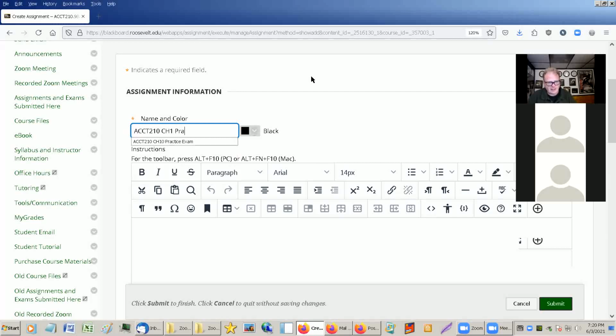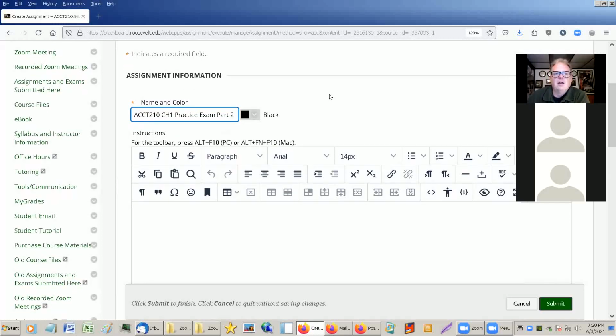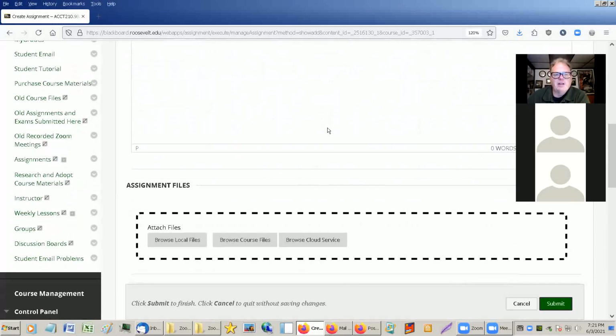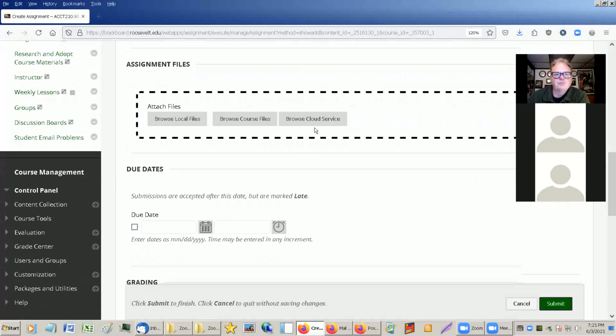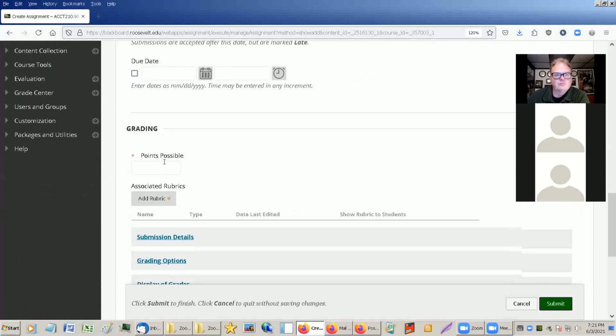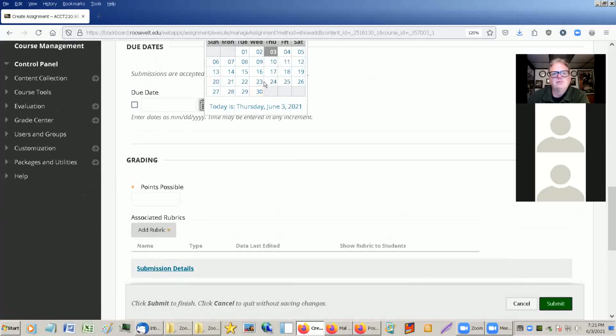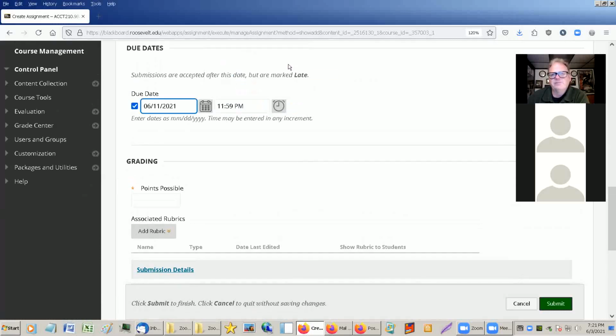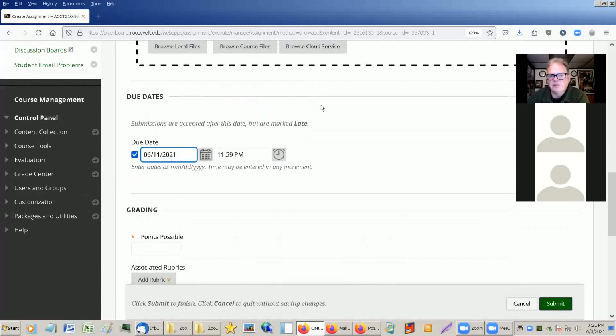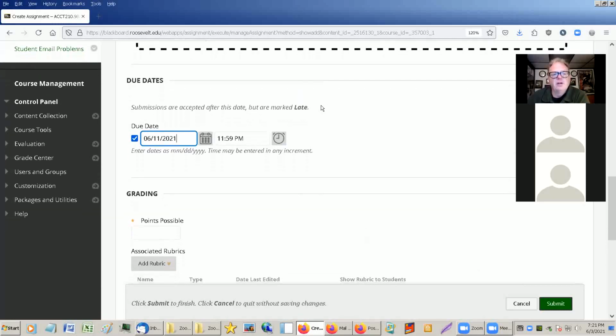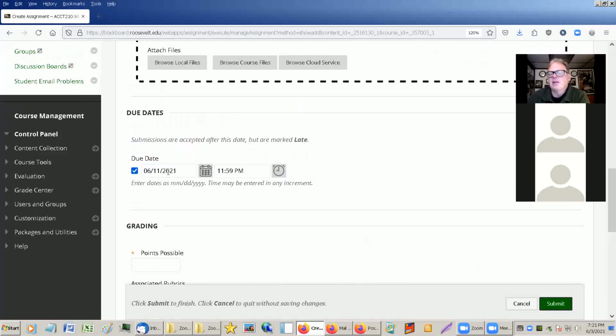Okay, so this will be the Chapter 1 practice exam, Part 2. Again, you don't need to turn in part 1. You already answered the multiple choice for part 1. I already have it in the file. Coming down here, due date. We will make this due next Friday, so you have a little more than a week. So the 11th, which is next Friday.